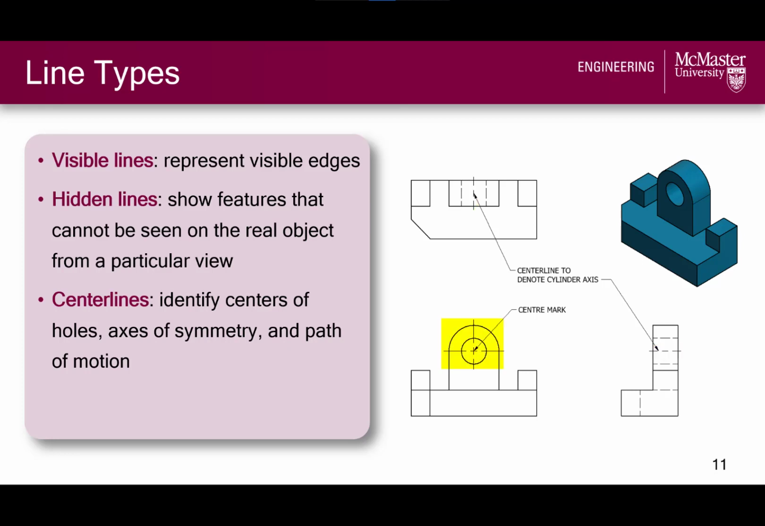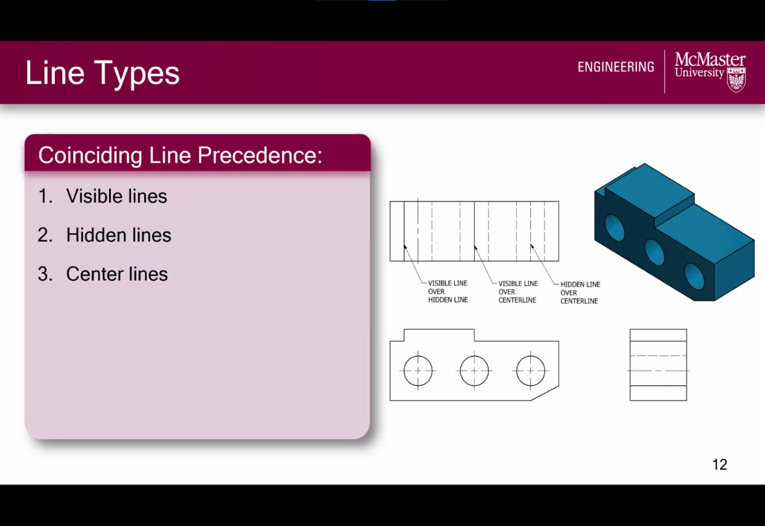On the circular hole face, two crossing center lines are combined with a center mark, and together these annotations also help us identify the hole. And more generally, center lines are used to indicate axes of symmetry, and they can even be used to show a path of motion. These are the main line types that you'll encounter on multi-view drawings, and they do have an order of precedence in case they coincide or overlap in a view.